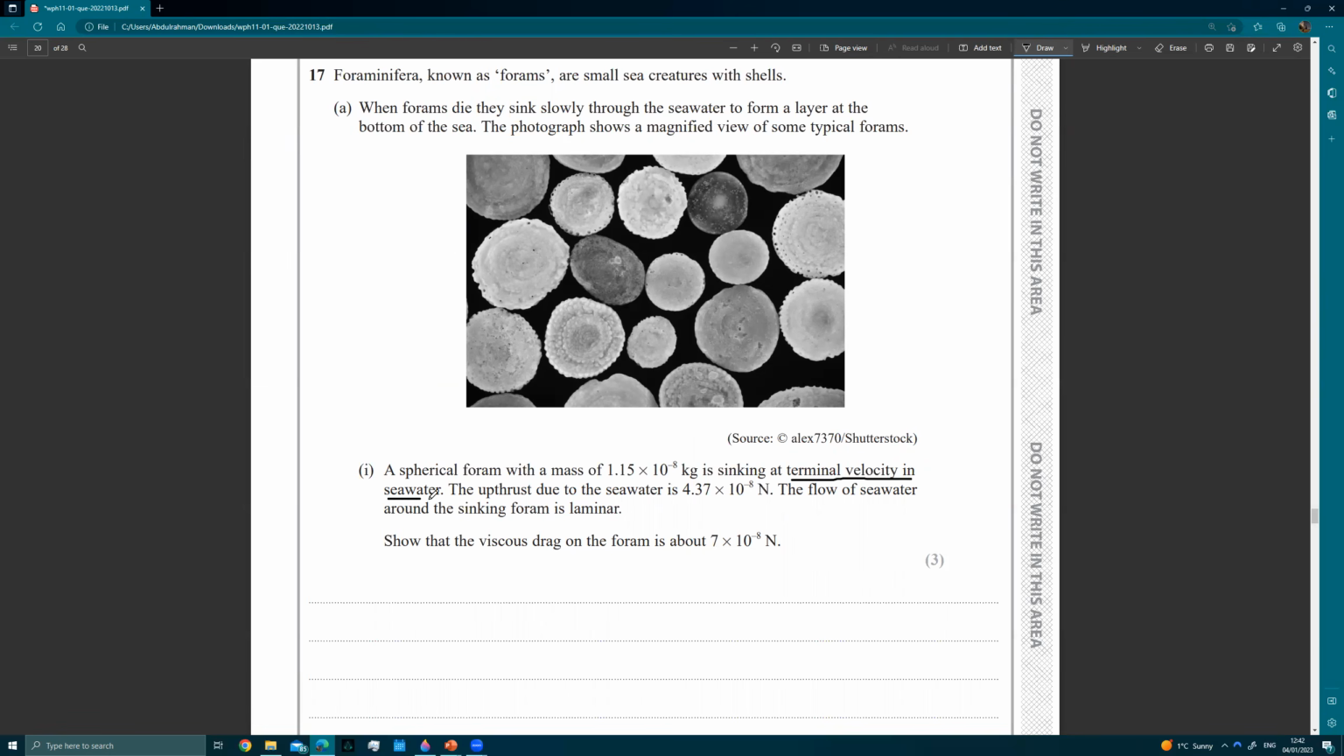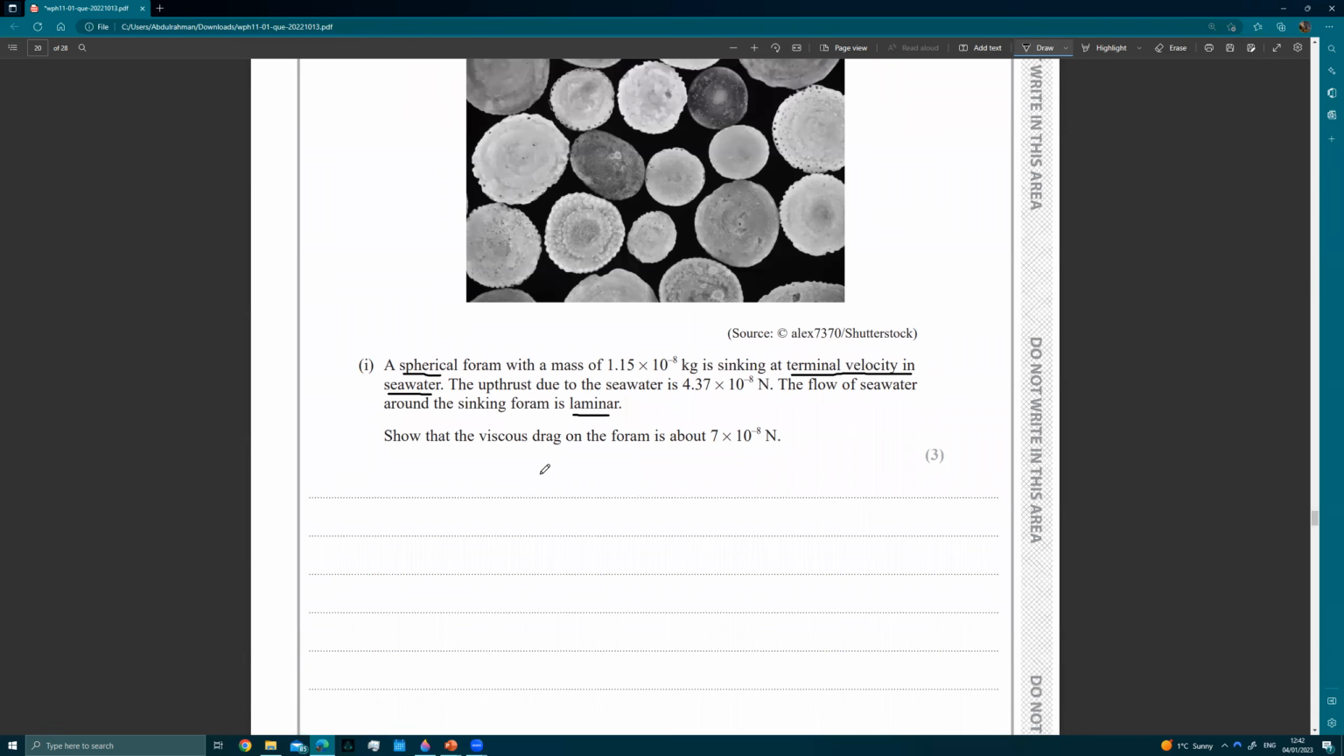There is no resultant force. The upthrust due to the seawater is 4.37 times 10 to the minus 8. The flow of seawater around the sinking foram is laminar. So it's spherical, it's laminar. We can use Stokes' law. It says, show that the viscous drag is 7 times 10 to the minus 8.